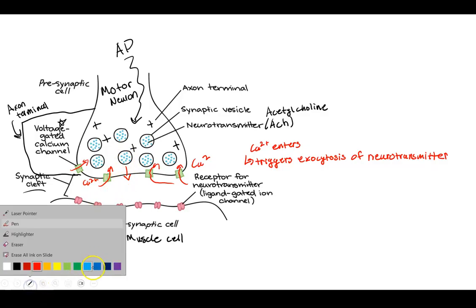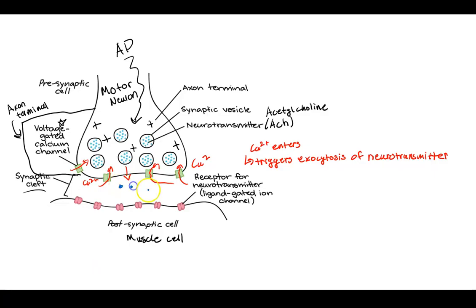Maybe I should switch to blue here to keep it consistent. And now we have lots of acetylcholine present in the synaptic cleft. So this is all ACH in the synaptic cleft, that little fluid-filled space in between the two cells. Acetylcholine is going to diffuse across this space and eventually reach the muscle cell on the other side.